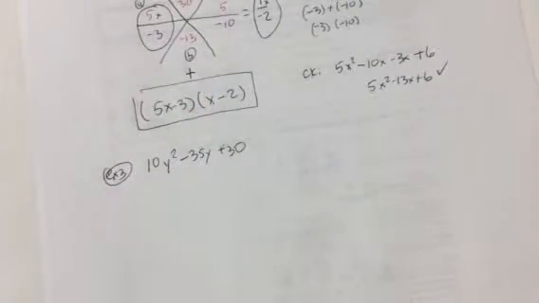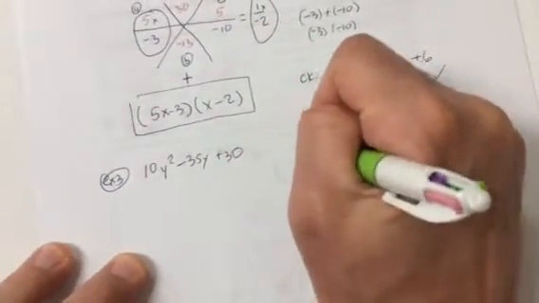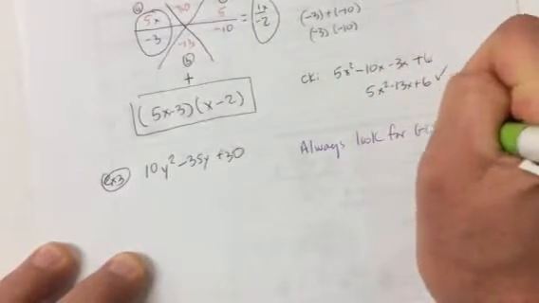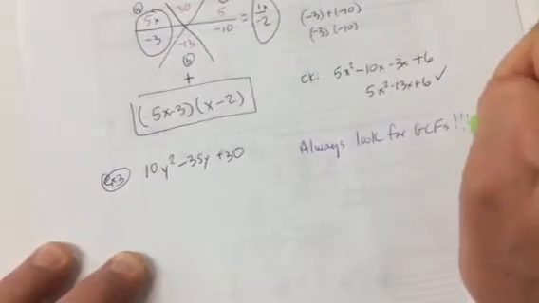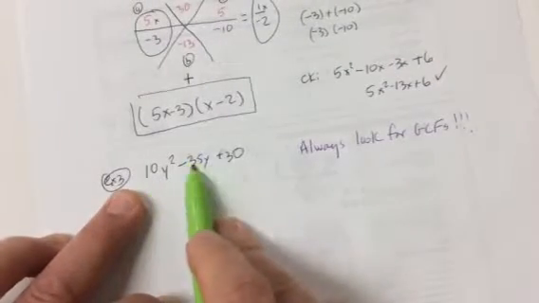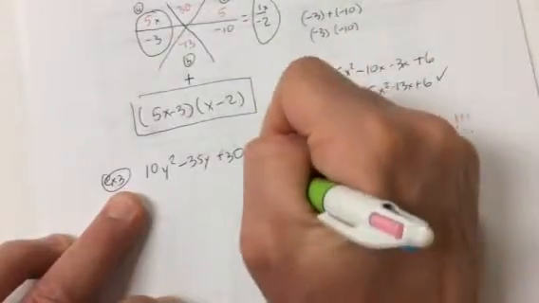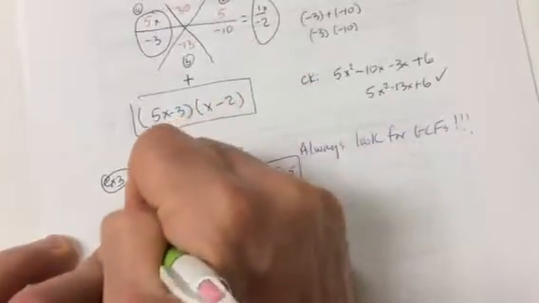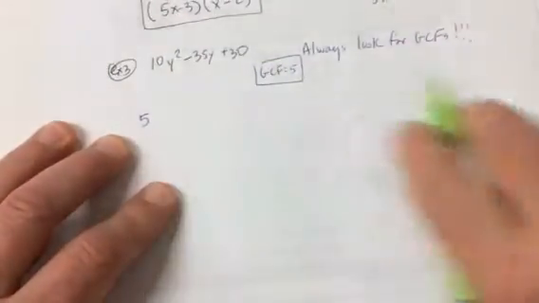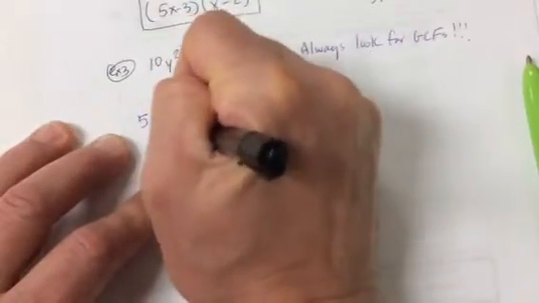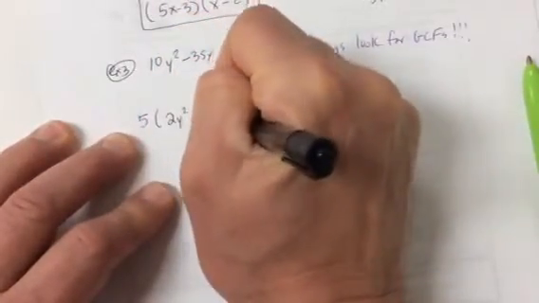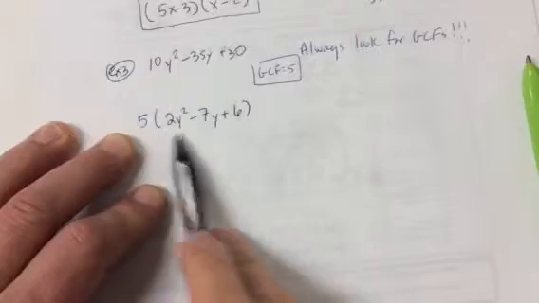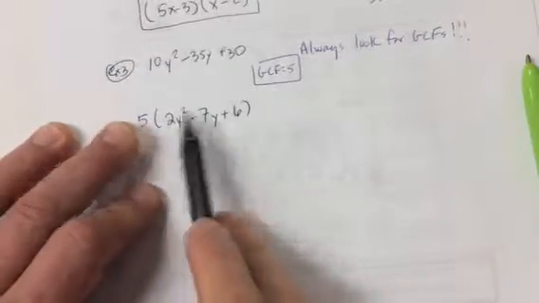Now, as we said at the front of the page, always look for GCFs. So, in this case, we have 10, negative 35, and 30, so the GCF is going to equal 5. So we're going to factor it out. So it's going to be 5, and then parentheses, we're going to have 2y squared minus 7y plus 6, because 5 goes into 30 six times. So now, we're not going to worry about this 5. Right now we're only going to worry about the trinomial.